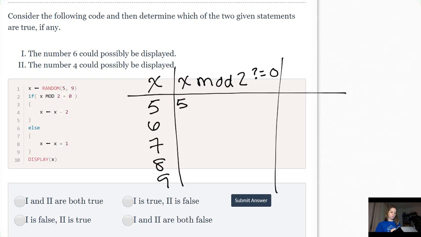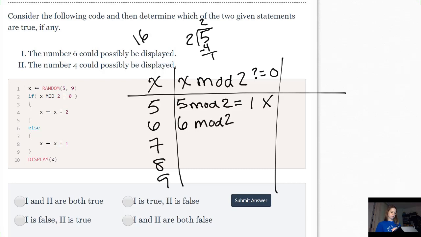So if we take 5 mod 2. We take 5 divided by 2, and that goes in 2 times to get 4 with a remainder of 1. So this equals 1, which is not 0. We have 6 mod 2. So 6 divided by 2 goes in 3 times with no remainder. So that is true. That is 0.